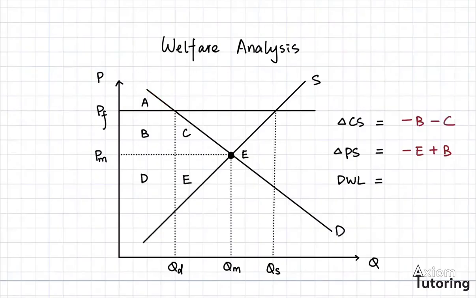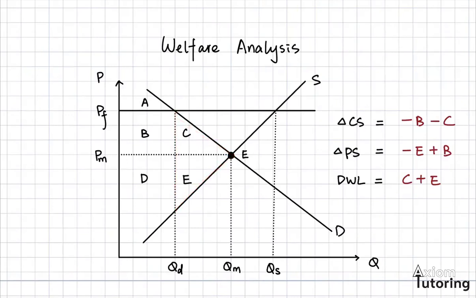The change in total economic surplus, as we can tell from the sum of these two terms, is negative. That's how we find deadweight loss as area C and E, this triangular area here. But we can also view this from another perspective.